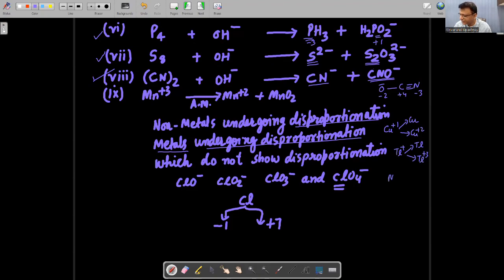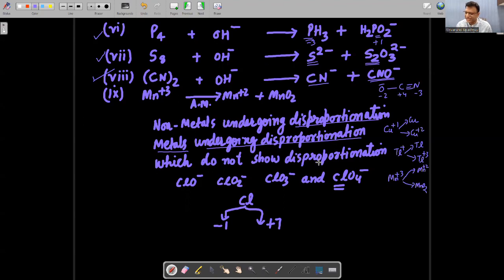Or manganese. We have studied that manganese +3 in acidic medium, in the examples of disproportionation, is converted into manganese 2+ and MnO2. Keep this in mind: many times in questions they will ask that a higher oxidation state of manganese, like MnO2, is there and the medium is acidic, what is the product formed? In acidic medium, MnO2 will convert into Mn2 plus. So the final product will be Mn2 plus in acidic medium.